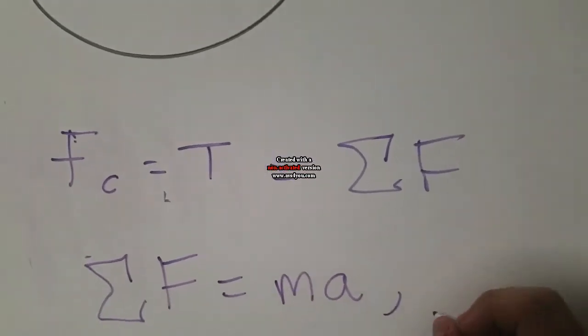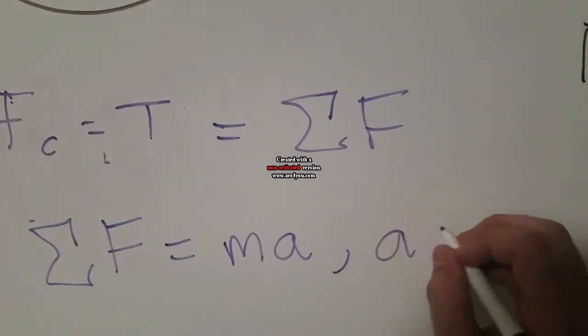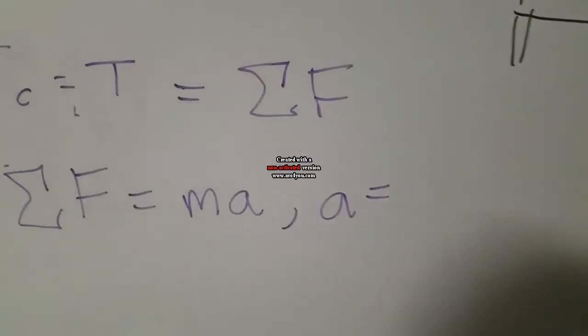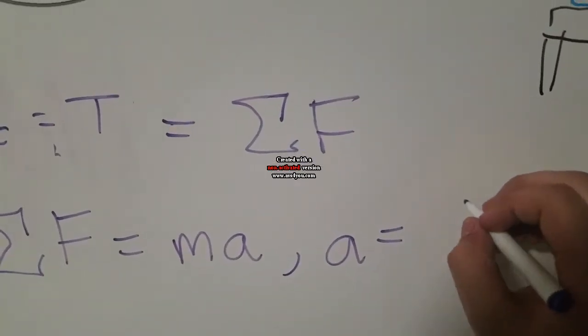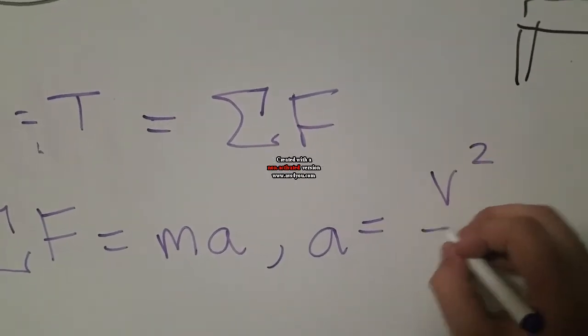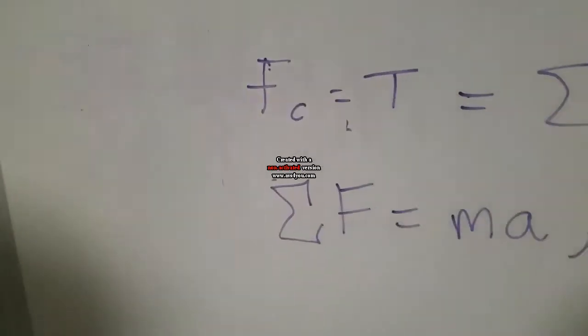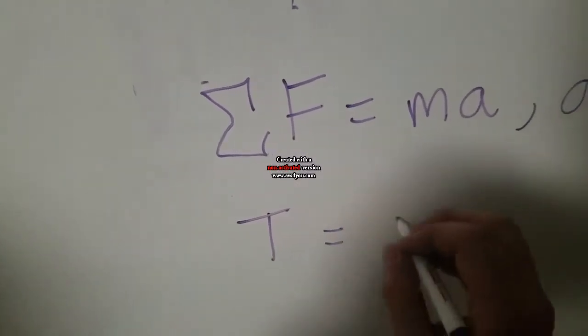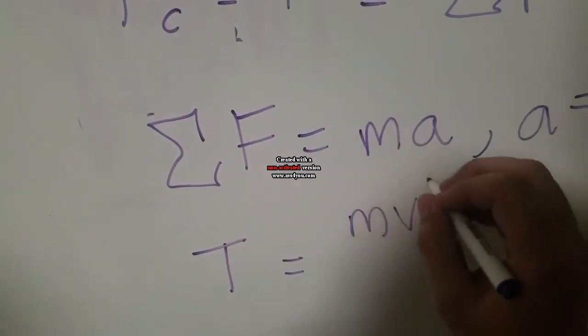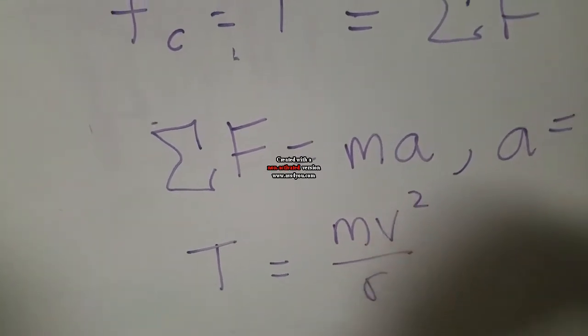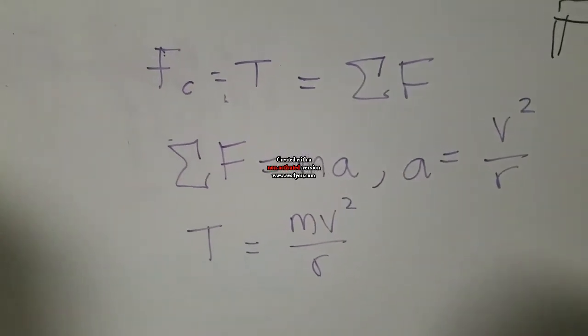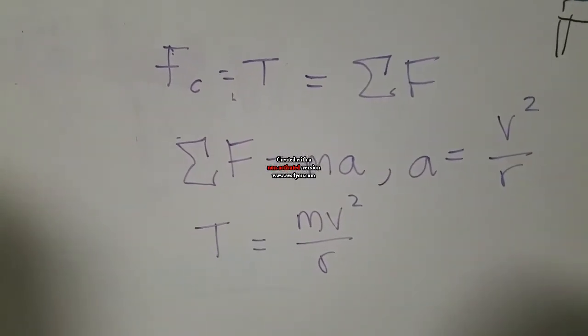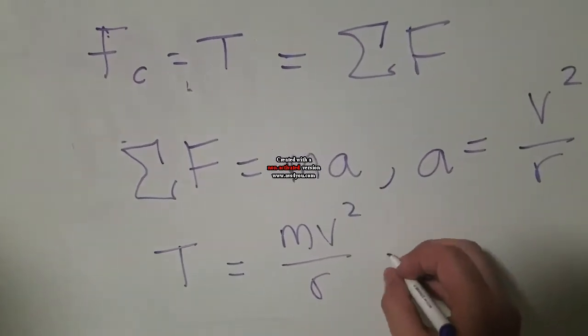Well, we said in the previous video that a, when we're talking about circular motion, is going to be v squared divided by r. That turns net force, which is tension, into m times v squared divided by r. Now, since we know all those values, we can just plug them in now.